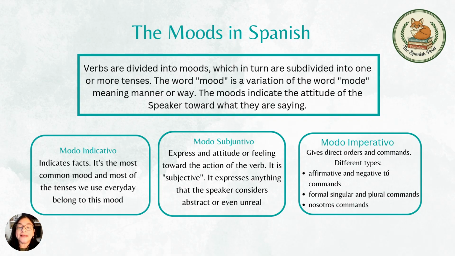Then the third one is the modo imperativo, and the imperative mood is just the commands. Commands, or mandatos in Spanish, that we use to give direct orders to someone, and there are different types of commands. We have affirmative and negative, and we have formal and informal commands. So these are the three moods in Spanish: indicative, subjunctive, and imperative.